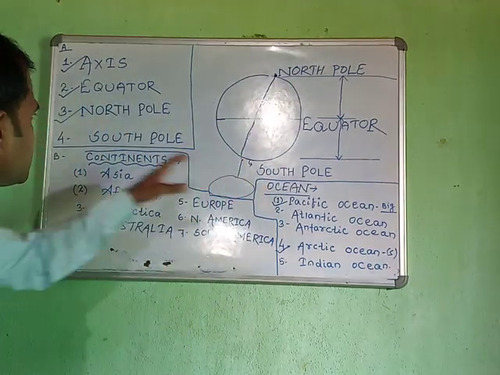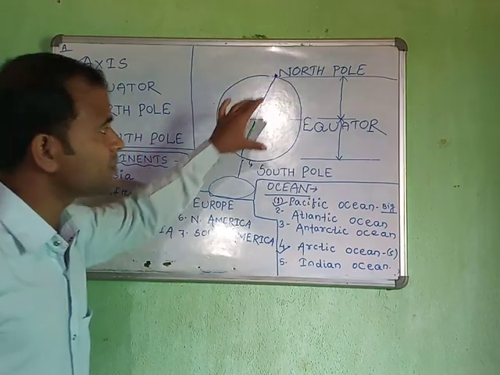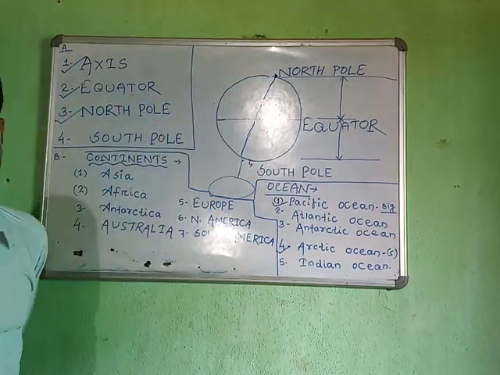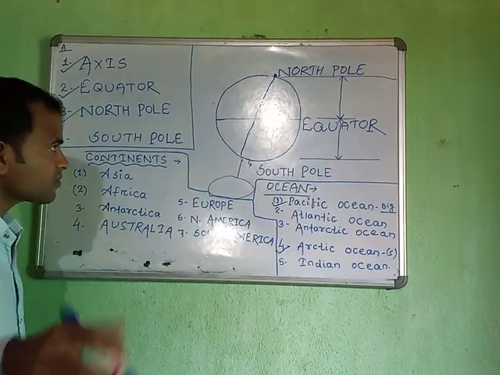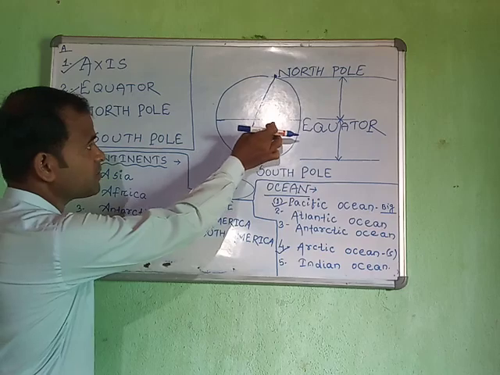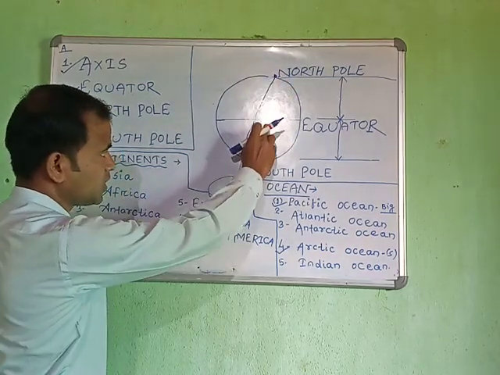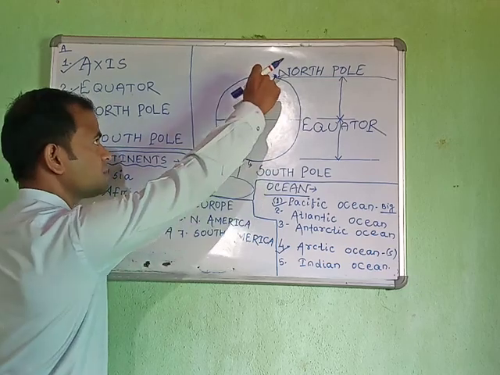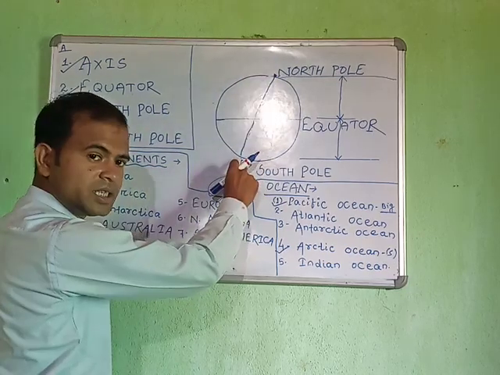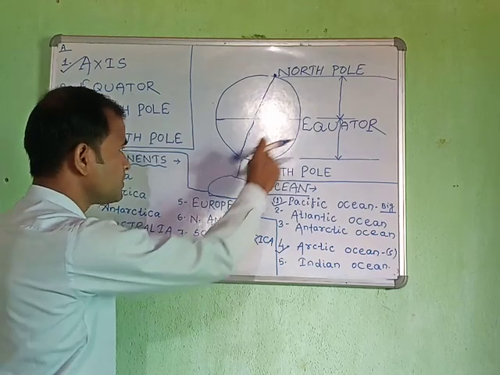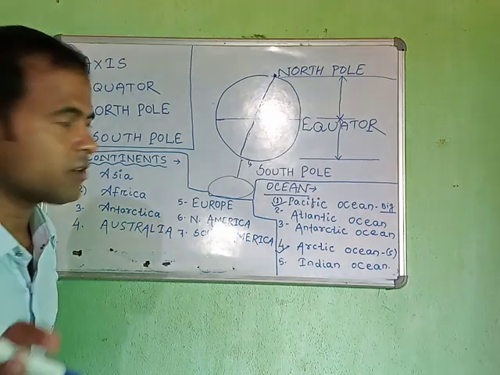Next, after North Pole and South Pole, Northern Hemisphere and Southern Hemisphere. What is Northern Hemisphere and what is Southern Hemisphere? First, see, this one is your equator line and this part is your North Pole. Like that, the opposite of the North Pole is South Pole. We know it. See how you can easily identify the Northern Hemisphere and Southern Hemisphere.